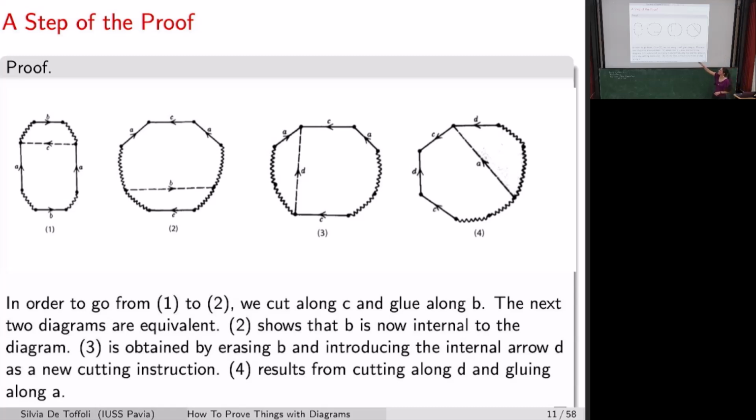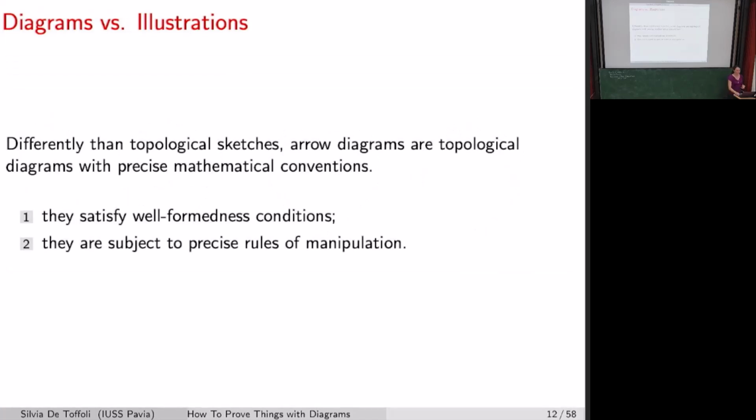And basically to do that, we do the very same thing I did before, cutting and pasting. Like it says, to go from 1 to 2, for instance, we cut along C and glue along B. So we imagine cutting along C, we have two diagrams, and then we re-glue them along B, and there the B is kind of the scar that you obtain when you glue them back together, etc. So you can do these sequences of operations. So you think with the diagrams. The diagrams are not just a static device to illustrate something, but something you do operations with.